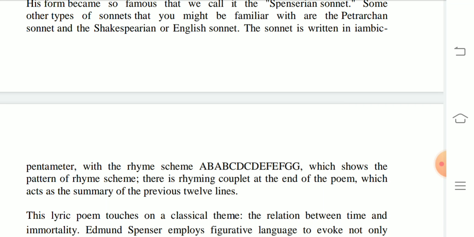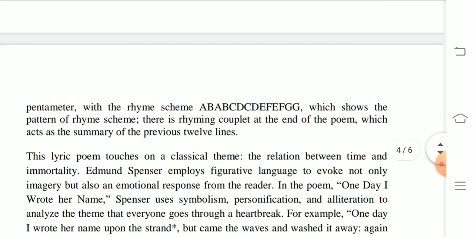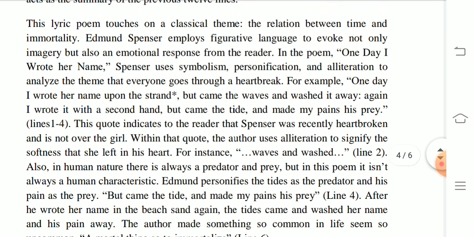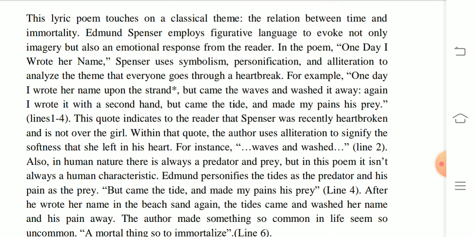But there is a change in the Spenserian sonnet. It follows the rhyme scheme A, B, A, B, B, C, B, C, C, D, C, D and E, E. The lyric poem touches on a classical theme, the relation between time and immortality. Edmund Spenser employs figurative language to evoke not only imagery but also an emotional response from the reader.